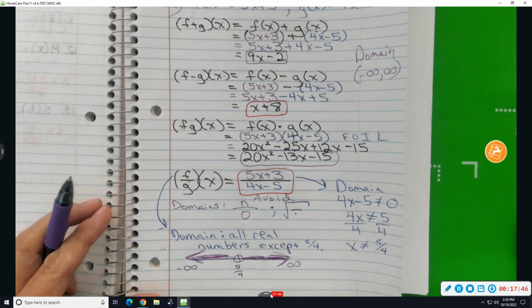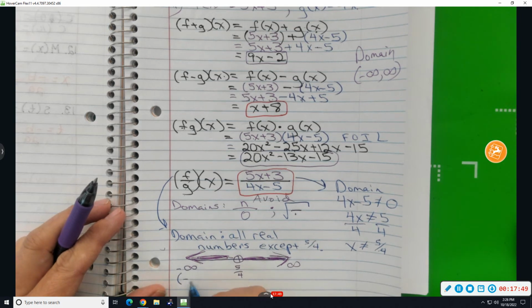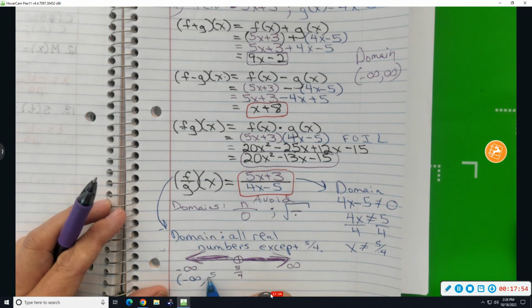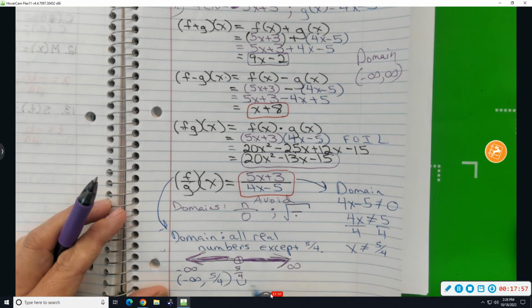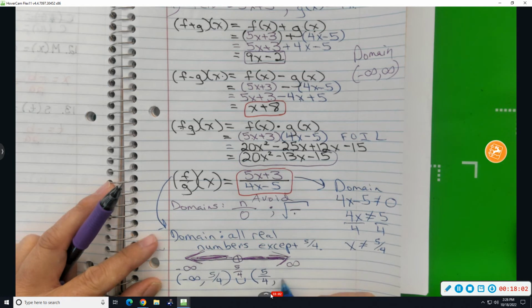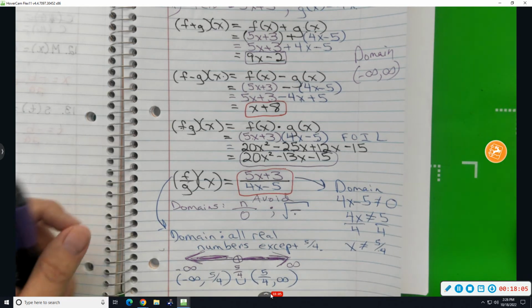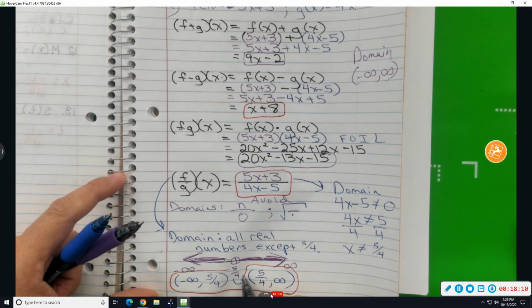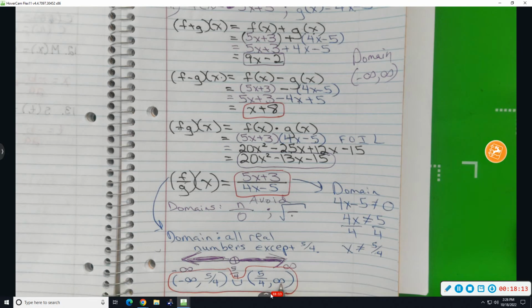Negative infinity, comma, 5/4, then union, then parentheses, 5/4, comma, infinity. So why did we have to split it up? If we had just said negative infinity to positive infinity, we would have been including what number? 5/4. But because we put parentheses around it, it means all numbers except 5/4. That's correct.